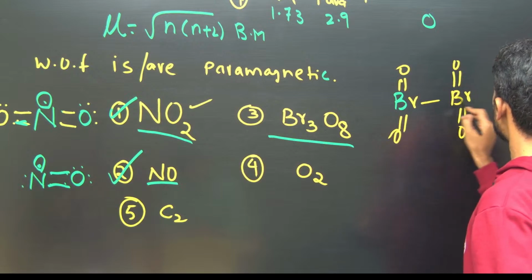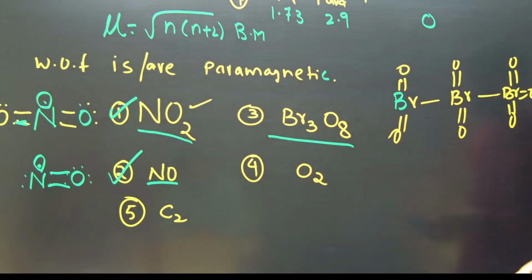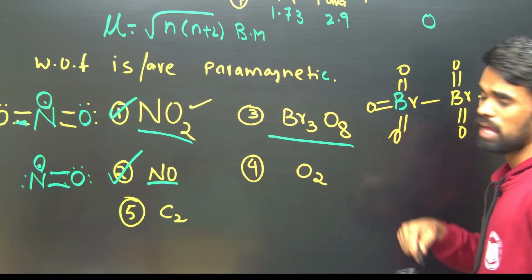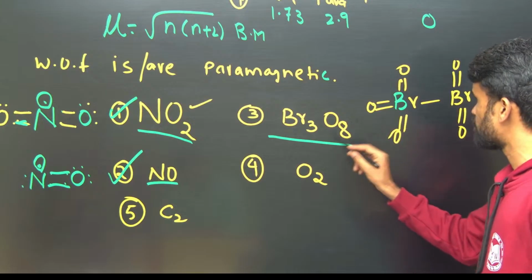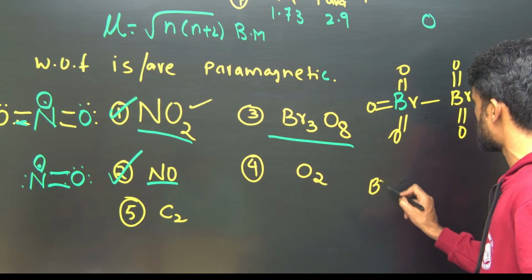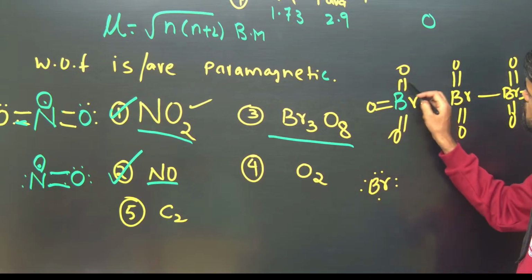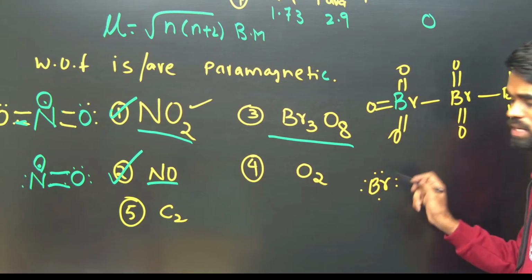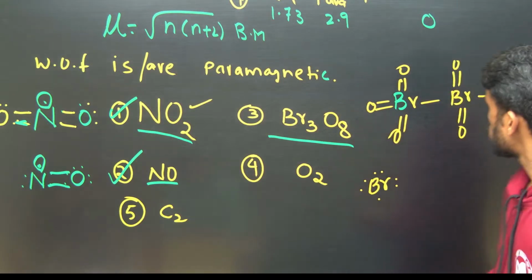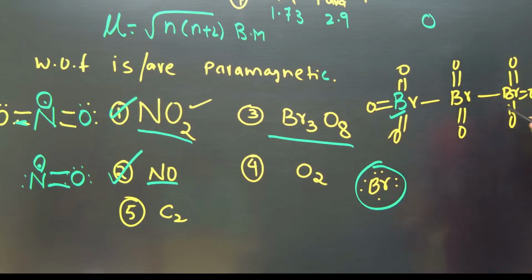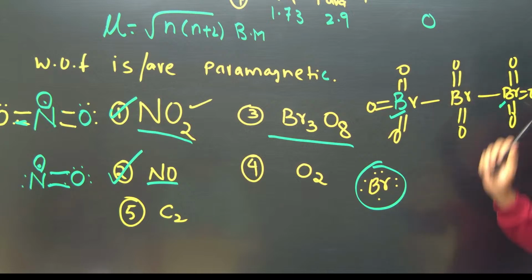Okay, so now tell me, around each bromine, how many unpaired electrons are there? Bromine has 7 valence electrons, 1 2 3 4 5 6 7. So the bromine can form 7 bonds. Here all electrons are paired up in the terminal cases. But if you look at the center bromine, just check how many bonds are there.